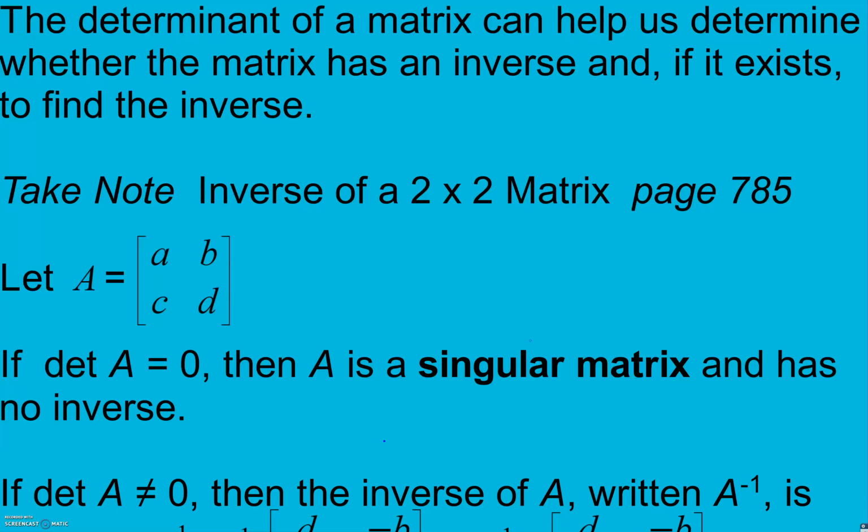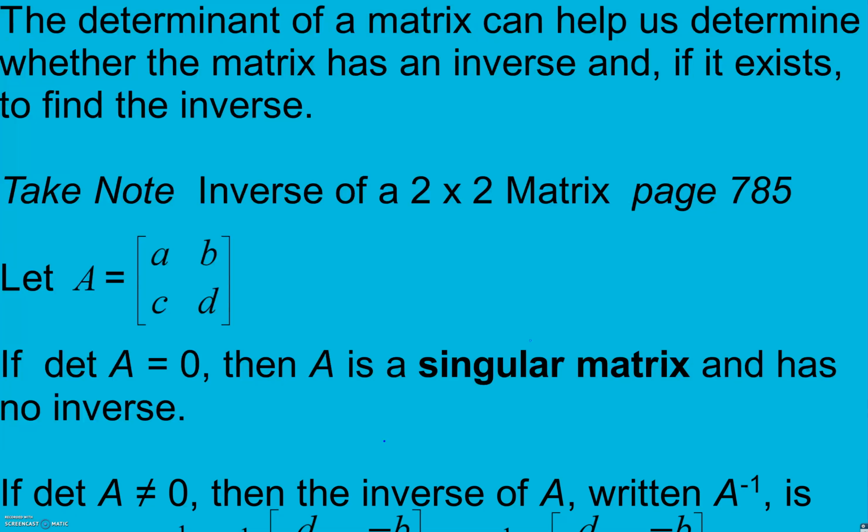Section 12.3 continued here. The determinant of a matrix can help us determine whether the matrix has an inverse, and, if it exists, to find the inverse. So the take note on page 785 talks about the inverse of a 2 by 2 matrix. If our matrix A is A, B, C, D, and the determinant of the matrix A is 0, then it's a singular matrix and it doesn't have an inverse.